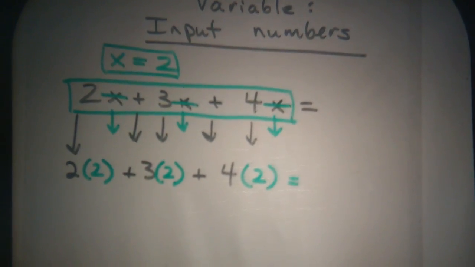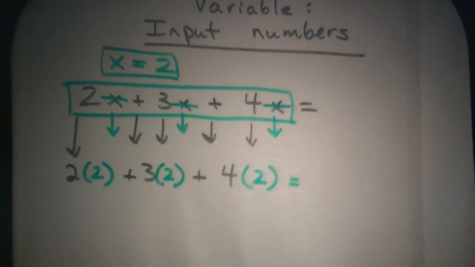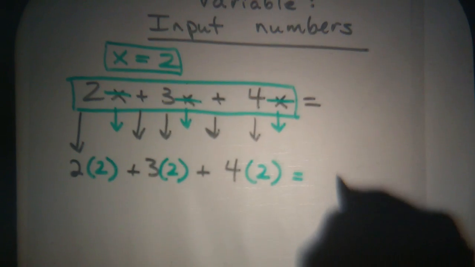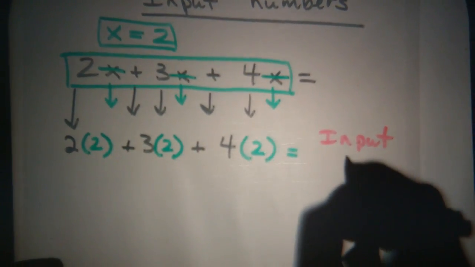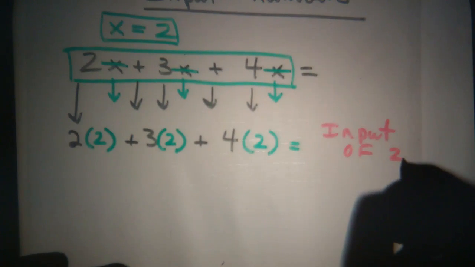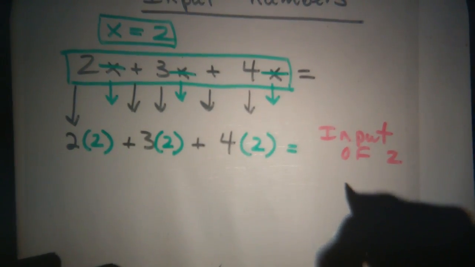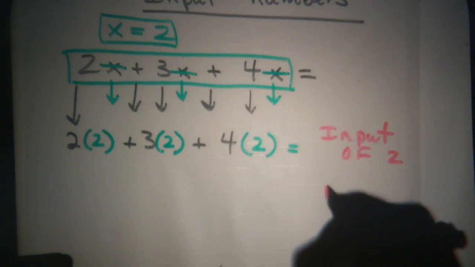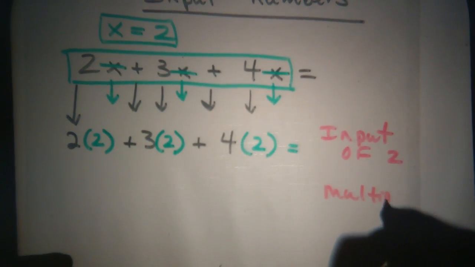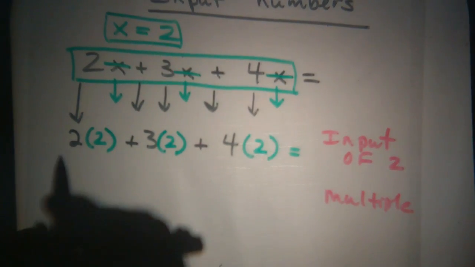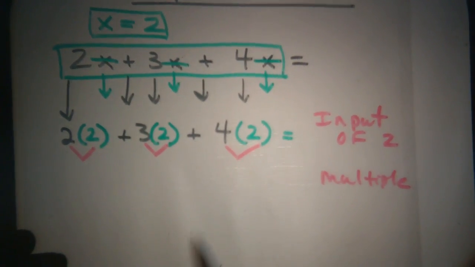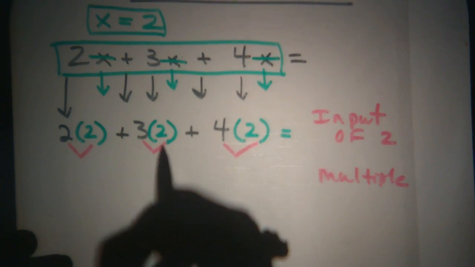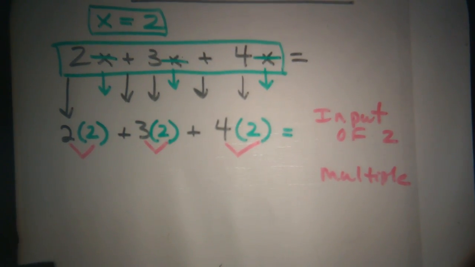So now at this point I need to do some calculations. This was my rewrite, or I did my input of 2. I did my input of 2. At this point I need to multiply. What am I multiplying? This, this, this. I have 3 multiplication problems here.